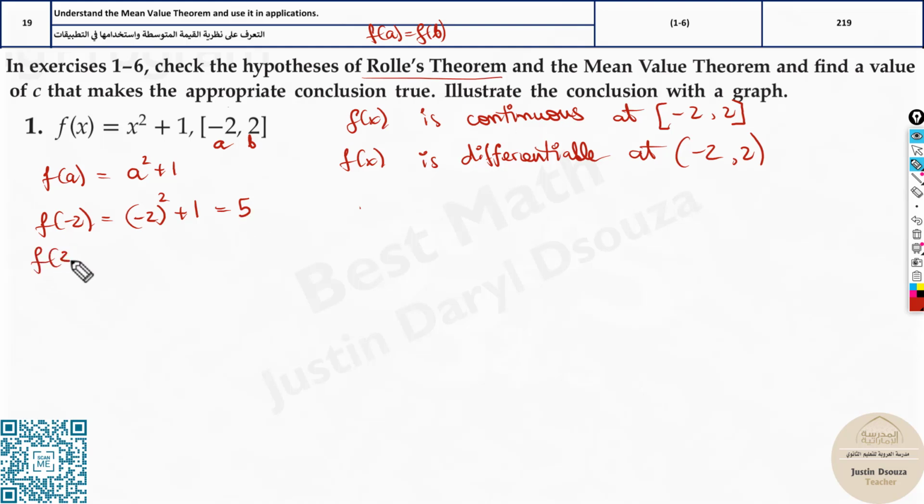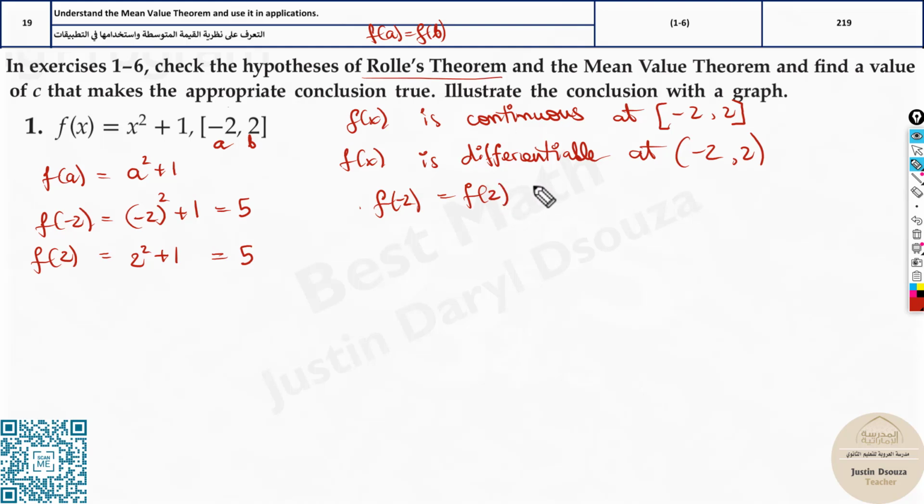What about the next one? f of 2. So it'll be just 2 squared plus 1. Instead of x, I put 2. It's the same thing. 4 plus 1 is 5. Now, here you can say f of a equals f of b. Or you can use the interval values themselves. Instead of a and b, I feel it's better you write the interval itself. I'll write f of -2 is equal to f of 2.